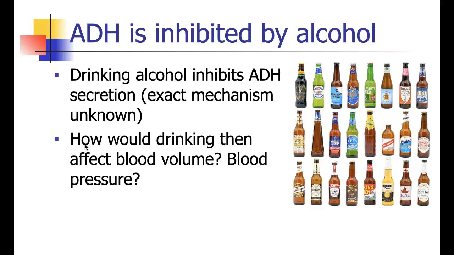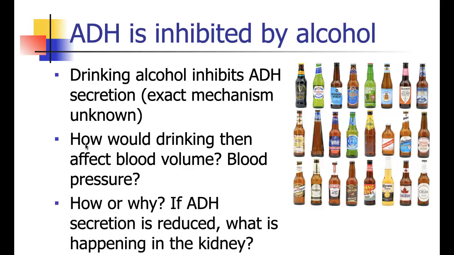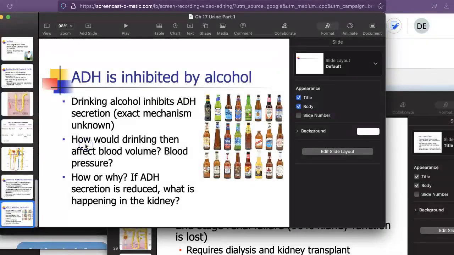So I want you to think about how drinking would affect blood volume and blood pressure. Think about that. Come back and talk to me. And then in part 2, we'll move into some more specifics about the urinary system. You can also talk with me about why, if ADH secretion is reduced, what's happening in the kidney. So think back to those mechanisms and about aquaporins. And I will see you all next time.